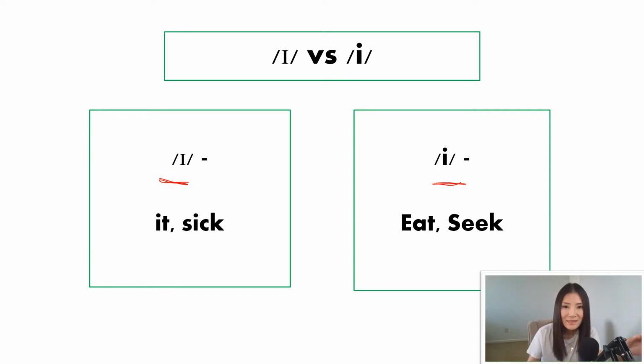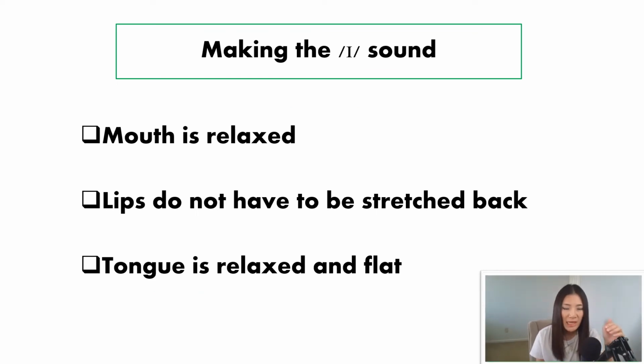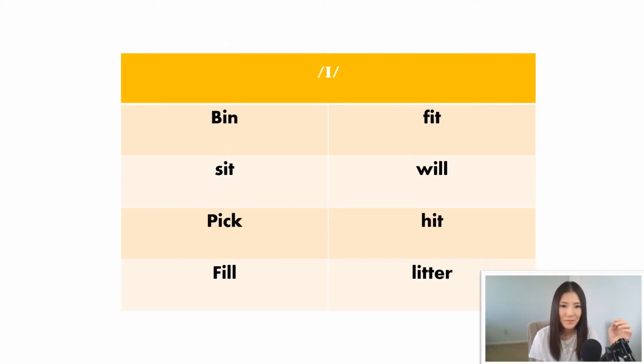and seek. Now, when I make the I sound, your mouth should be very relaxed. There's not that much tension going on with your mouth. And your lips do not have to be stretched back like E, right? It doesn't have to be stretched back. It's just I. Your mouth is barely moving and your tongue is relaxed and flat. So it's I.